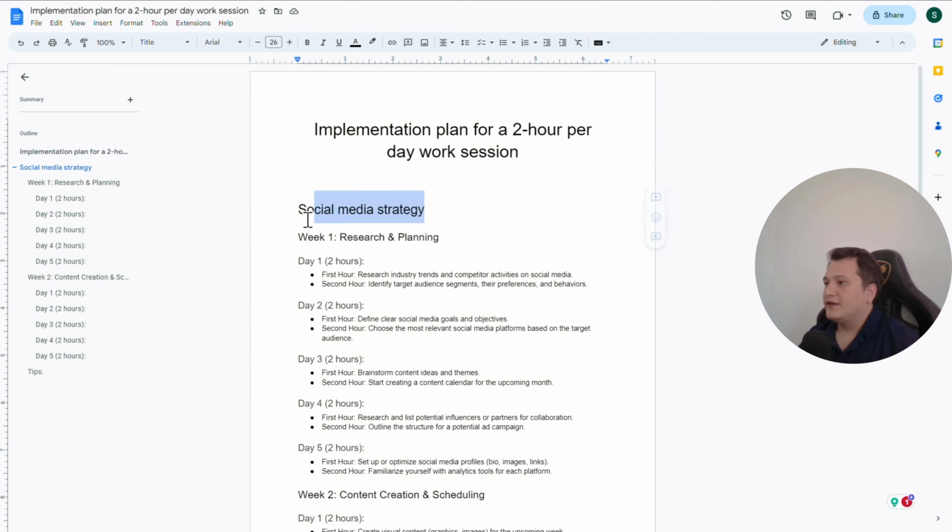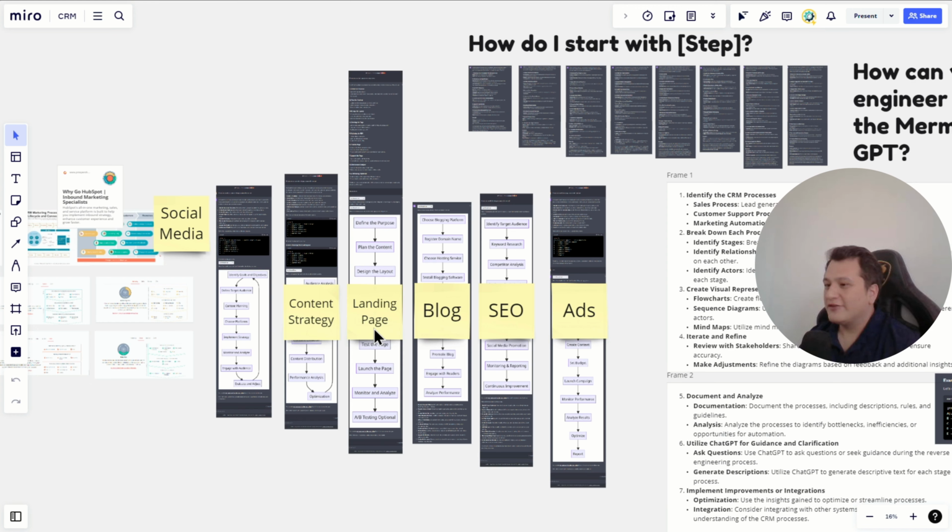As you saw, this is for social media strategy. That process was just for social media. I can replicate the same prompts and process with content strategy, landing page, blog, SEO, ads, and the other modules of the CRM. This is how we start creating our marketing, and this is the first step to really implement a solid money-making machine for free using ChatGPT.